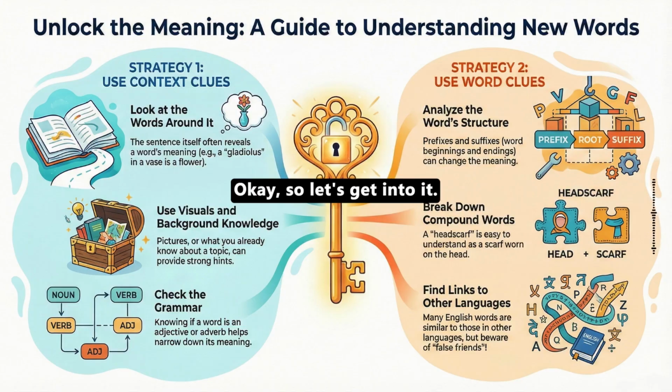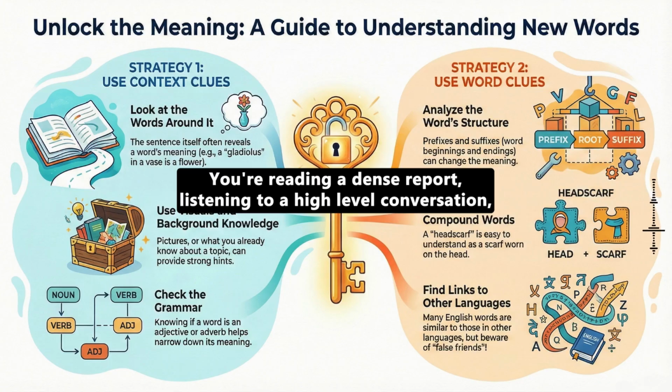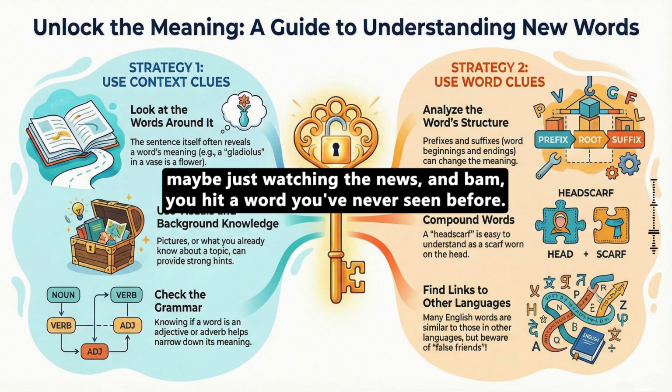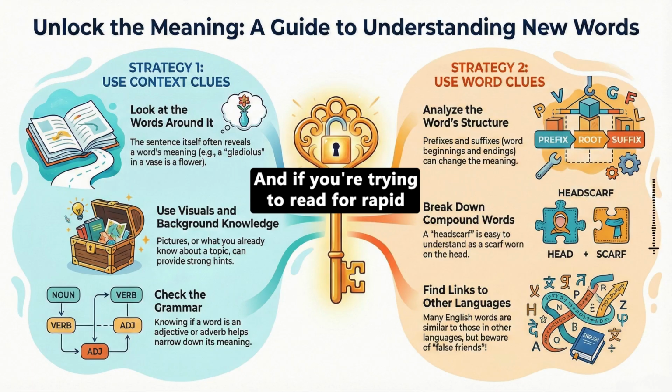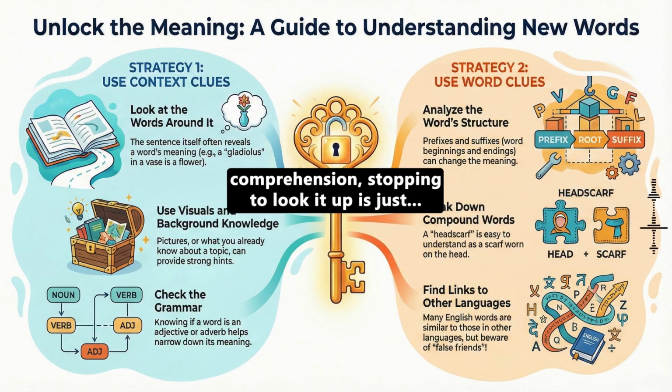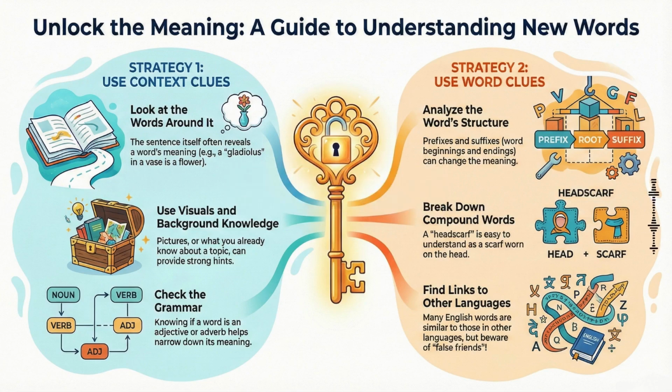Okay, so let's get into it. We've all had that moment. You're reading a dense report, listening to a high-level conversation, maybe just watching the news, and bam, you hit a word you've never seen before. And if you're trying to read for rapid comprehension, stopping to look it up just breaks your concentration. It completely derails your flow. That disruption is exactly what we need to avoid, especially for listeners operating at a B2 level or higher, where reading speed and efficiency are just paramount.